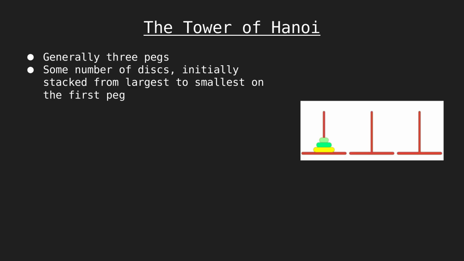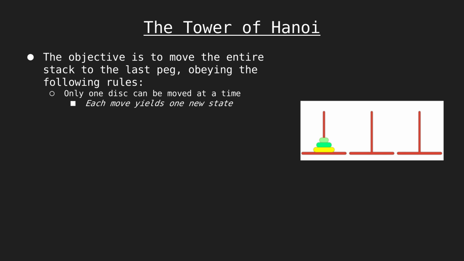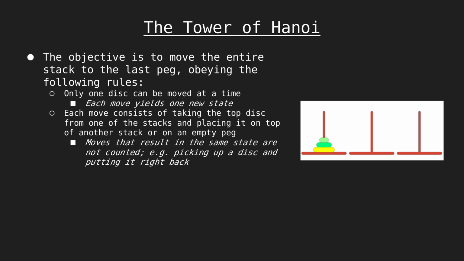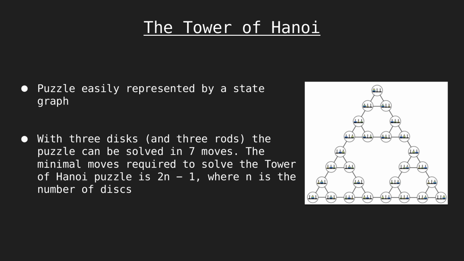The Tower of Hanoi is a puzzle made of 3 rods and discs of different sizes which slide down onto the rods. The puzzle starts with the discs stacked on the first rod from largest up to smallest. The goal is to move the stack of discs onto the last rod, following these rules. Only one disc can be moved at a time. Each move consists of taking the top disc from one of the stacks and placing it on top of another disc or on an empty rod. And no disc may be placed on top of a disc that is smaller than it. This puzzle can easily be represented by a search tree, with each state of the puzzle being a node, and each state having child nodes representing the moves that can be made from it.